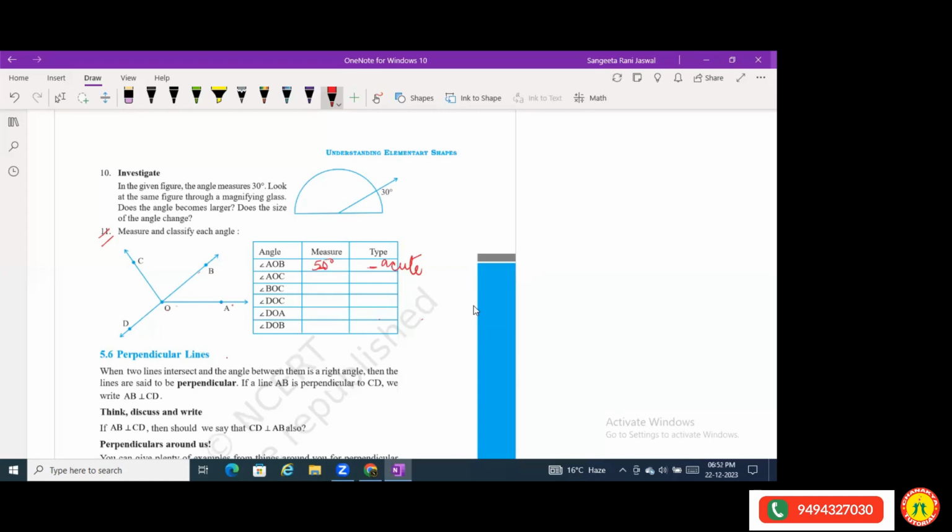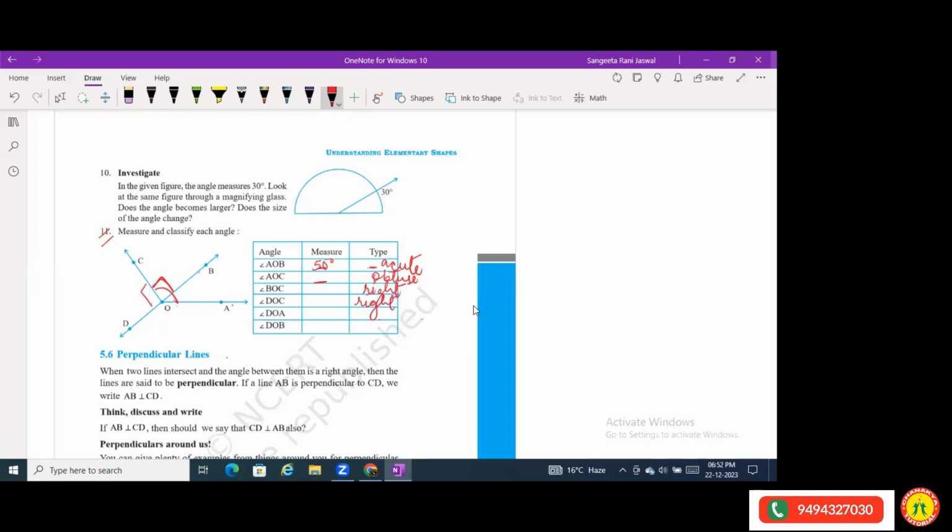Now angle AOC. AOC is this angle. It is clearly seen that it is obtuse. It is greater than 90, so it's obtuse. For your exact measurement, check with your protractor and write it here. Next is angle BOC. I can clearly see that BD is a straight line here and this line is standing straight on it. You can check with your protractor that it is making a right angle. So angle BOC is a right angle, and DOC, if this is a right angle, is again a right angle on the other side.